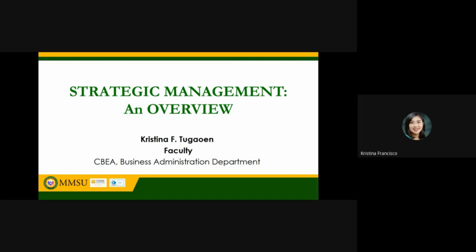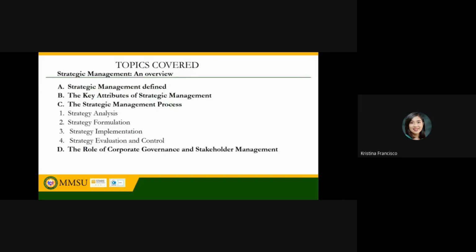So, welcome to Strategic Management: An Overview. In this unit, we'll cover the following. First is strategic management. We will define what strategic management is, the key attributes of strategic management, and also the strategic management processes, which include first strategy analysis, second strategy formulation, third strategy implementation, and strategy evaluation and control. To complete this topic, we also need to discuss the role of corporate governance and stakeholders management.